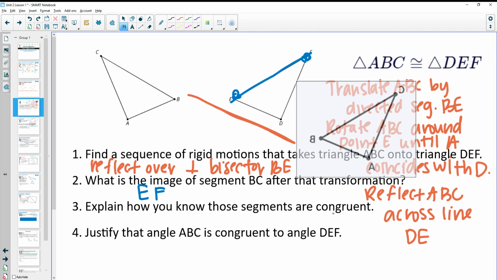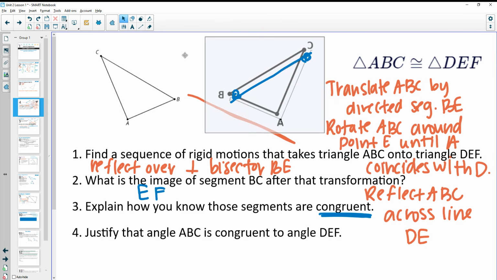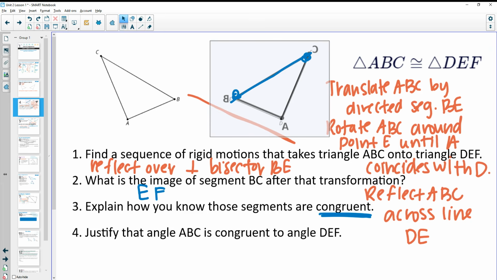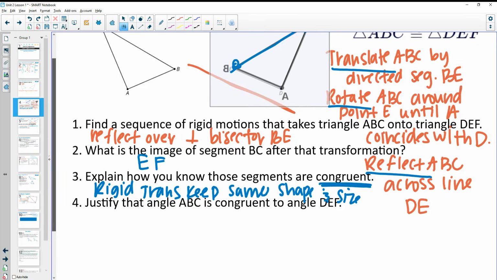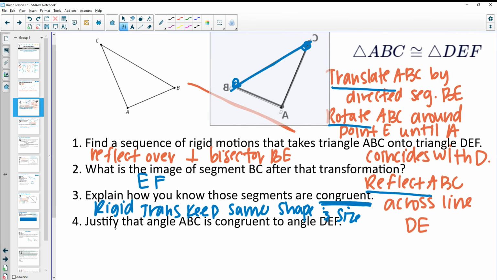And then how do you know that those segments are congruent? So all of these motions that we used, so either reflecting over the perpendicular bisector or doing the translate, rotate, and reflect, you used rigid motions. So how do you know that those segments are congruent? Because rigid transformations keep the same shape and size. So since I did all rigid motions, all of those corresponding parts are going to stay the same.